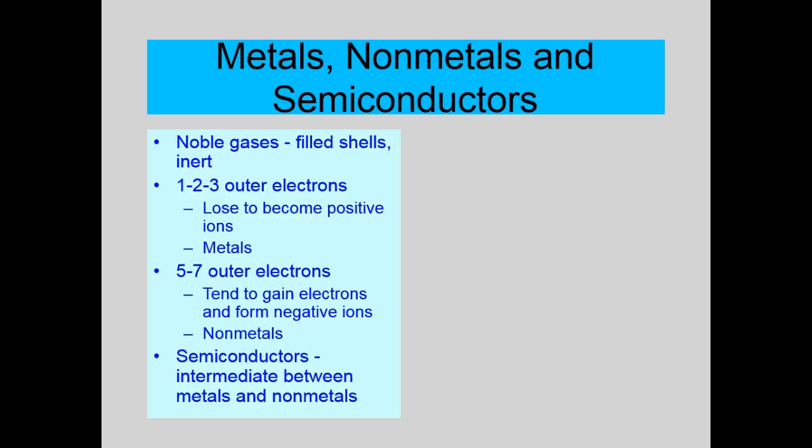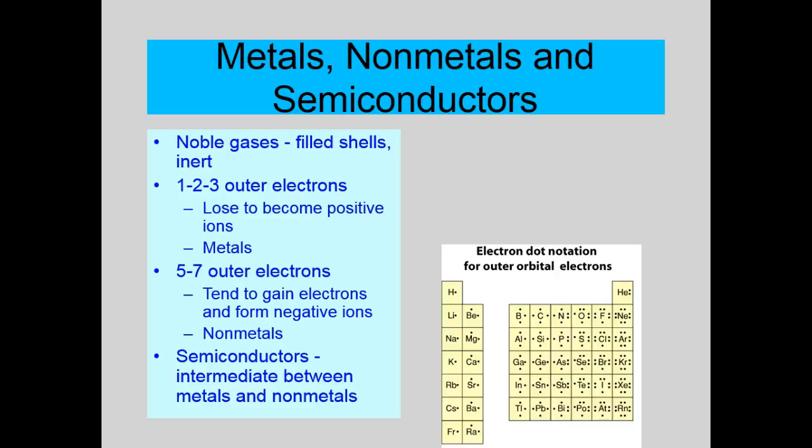Okay? When you have 5 to 7 electrons, over there in the 5A, 6A, 7A, they tend to gain electrons and form negative ions. Those are nonmetals. And then you have things called semiconductors that are in between the metals and the nonmetals. Usually the nonmetals are non-conductors, and the metals are usually good conductors. In between those are your semiconductors, and here's how we picture those.